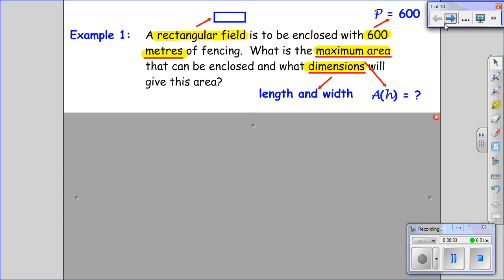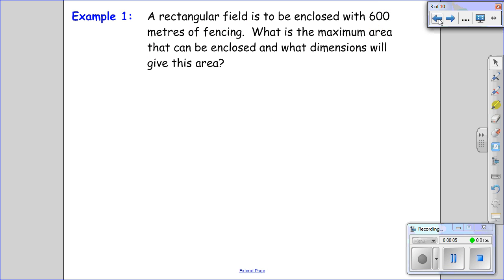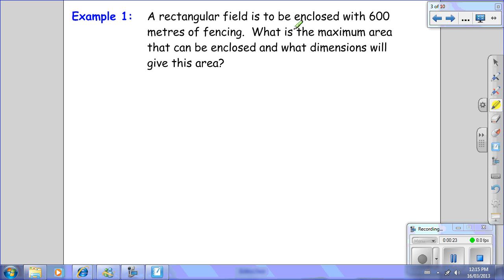Quadratic functions in all three forms, and investigating area word problems. So if we look at this question here, we're going to read it, highlight, and underline, same as we do with every word problem we have. A rectangular field is to be enclosed with 600 meters of fencing. What is the maximum area that can be enclosed, and what dimensions will give this area?